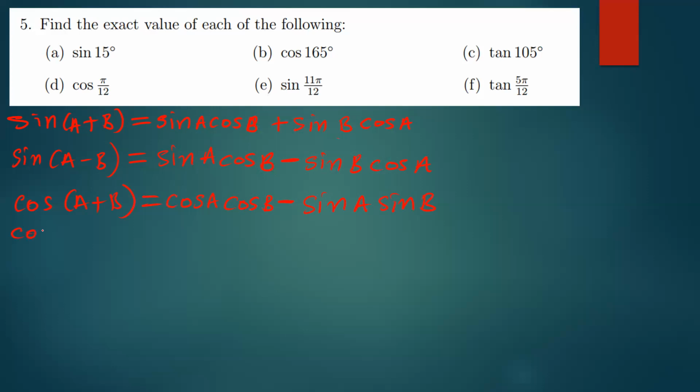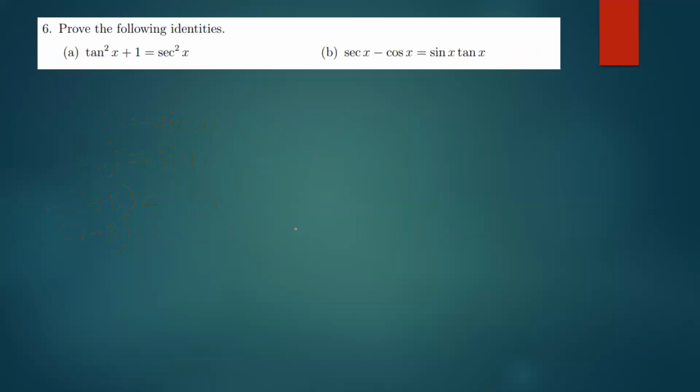If you have cos A minus B, the answer becomes cos A cos B, then here we change the sign and it becomes plus, so we have sine A sine B.